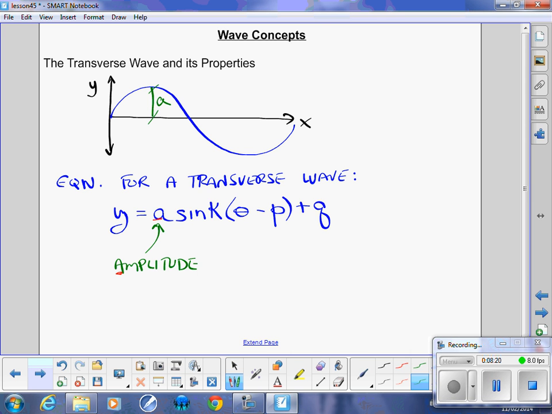What's our K value? That's our horizontal stretch or compression. But that's really our frequency. It affects our frequency because if we compress it together, more waves are occurring, or more crests and more troughs are occurring, which means the frequency's increased.